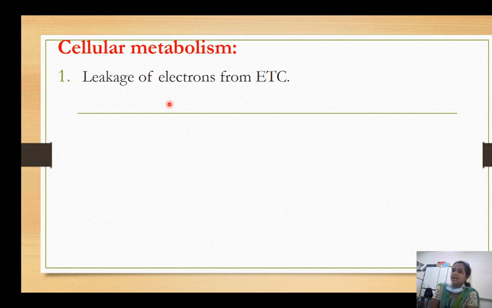there are chances that some of these electrons will leak out of the complexes. They can either enter into the matrix or they can enter into the intermembrane space, or they just leak from the electron transportation. Once they leak from the electron transportation, these electrons, and now the mitochondria is rich with oxygen. Oxidative phosphorylation is taking place. It is rich with oxygen.